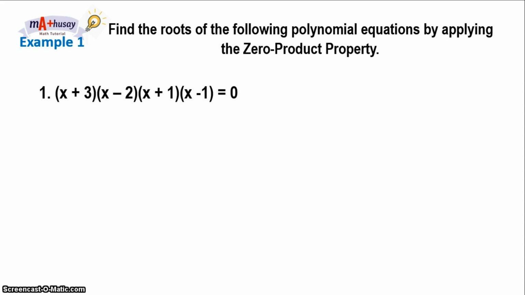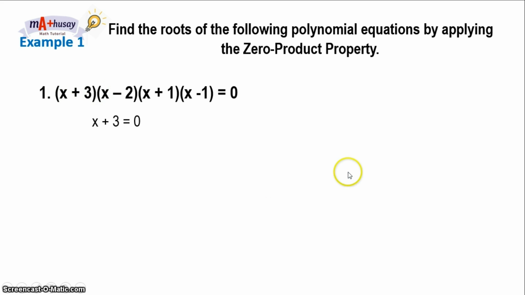Number 1, we have the quantity of x plus 3 times the quantity of x minus 2 times the quantity of x plus 1 times the quantity of x minus 1 equals 0. It is easy for us to find the roots of a polynomial equation if the given equation is written in factored form. So in this case, all we have to do is apply the zero product property. So we know that the zero product property tells us that if A times B is equal to 0, then either A or B is 0, right? So we have to equate each of these to 0.